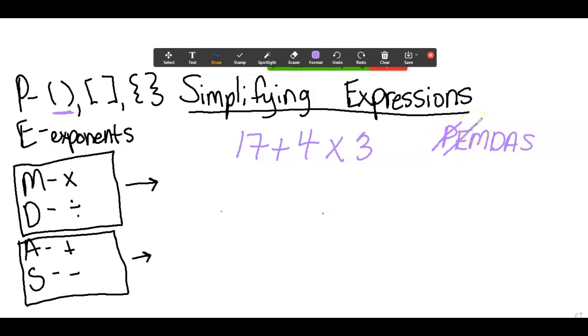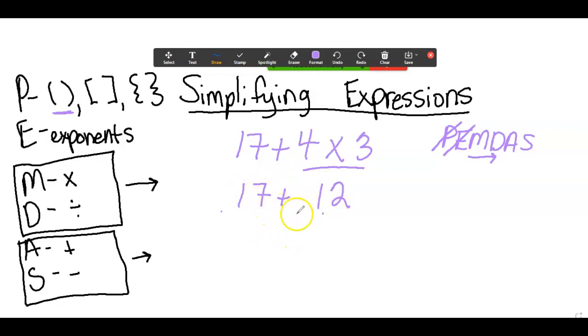Exponents are 6th grade. I now look for multiplication and division. Well, I don't have both. I just have multiplication. So that comes next, 4 times 3. 4 times 3 is 12. And then I write what is left.